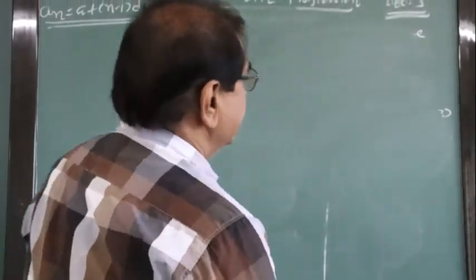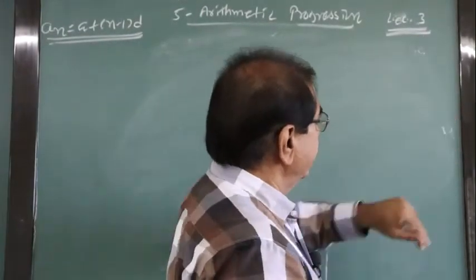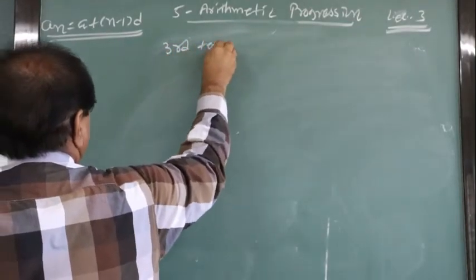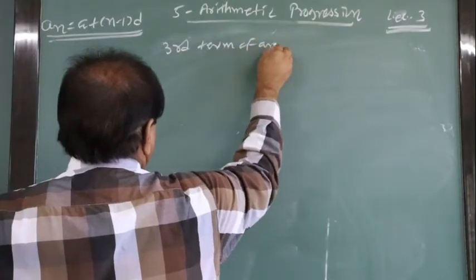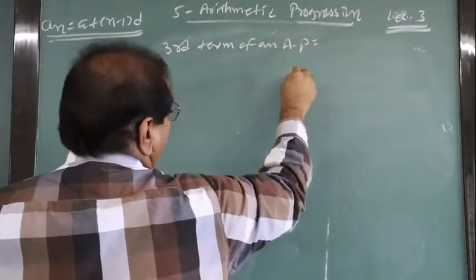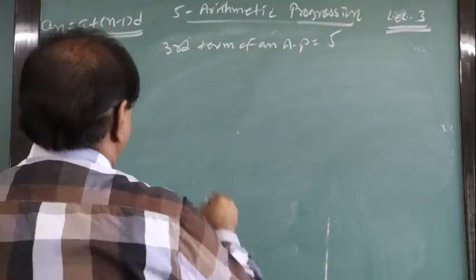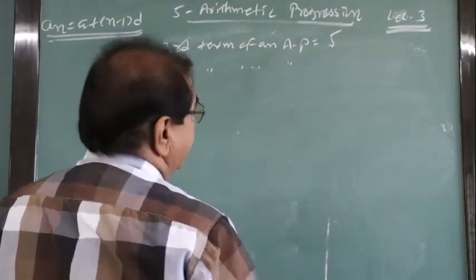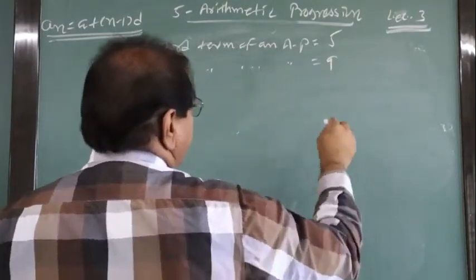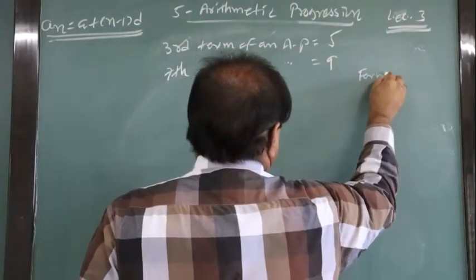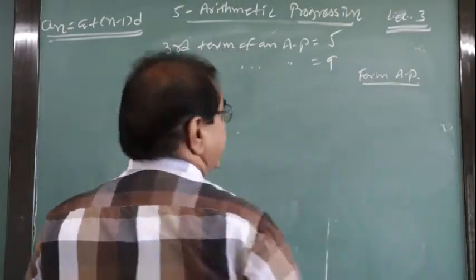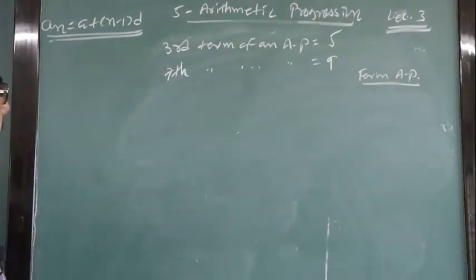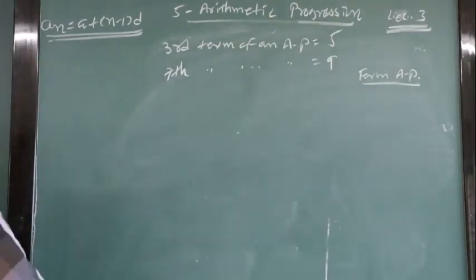We take a new type of question now. It is given that the third term of an AP is 5 and the seventh term of the same AP is 9. Then you have to form the AP. You have to determine what the AP is. You have to write a few elements, a few numbers in the list of the AP. Okay, so now let us check.